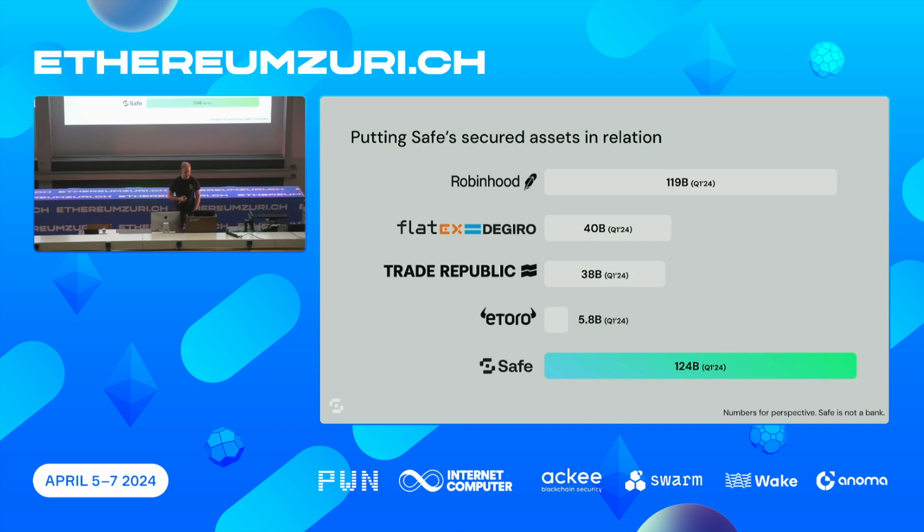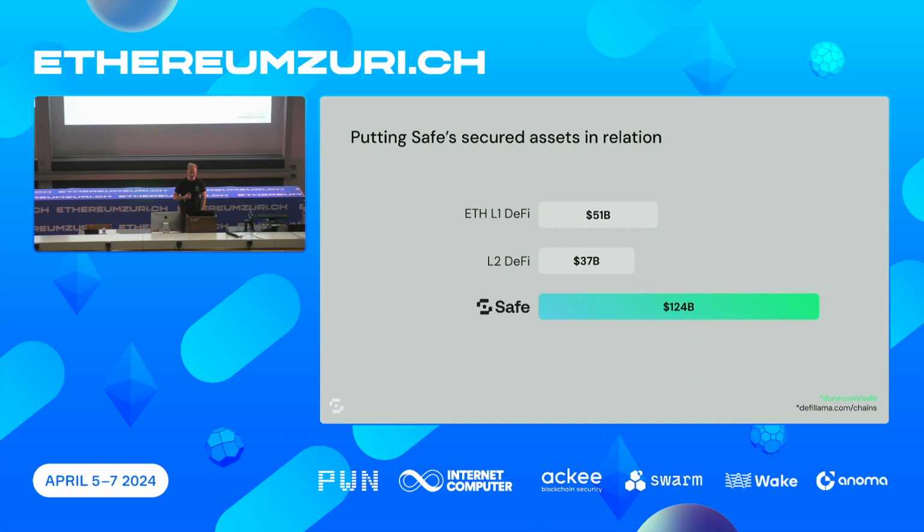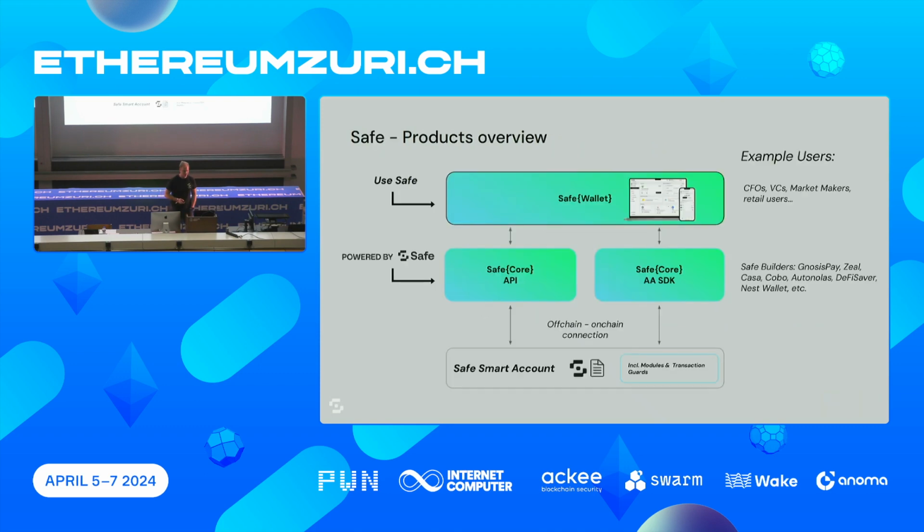And this is just a little bit of the size of adoption. $124 billion in assets are currently secured through Safe. That's bigger than Robinhood, bigger than all of DeFi. Obviously, this is comparing apples to oranges, but it still shows a bit the magnitude.